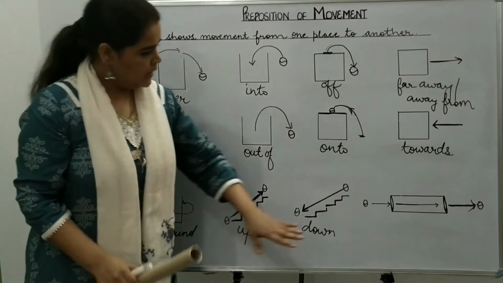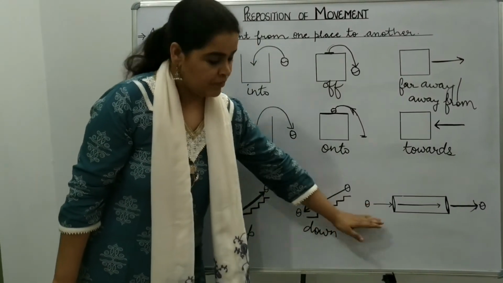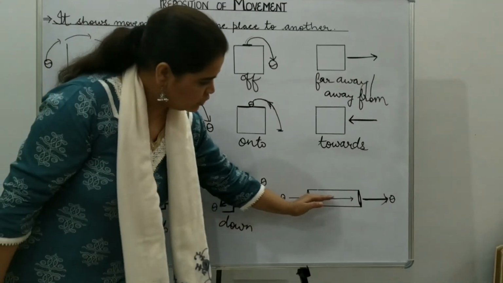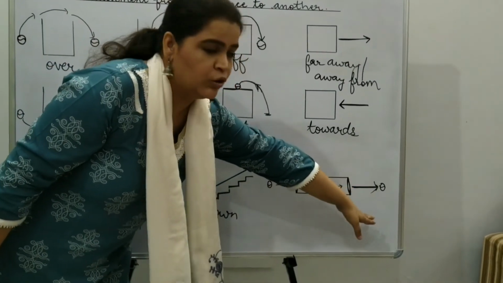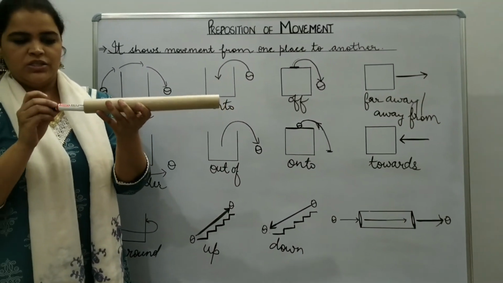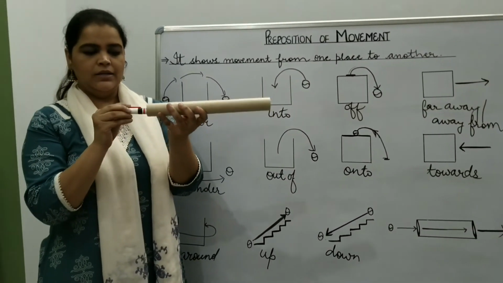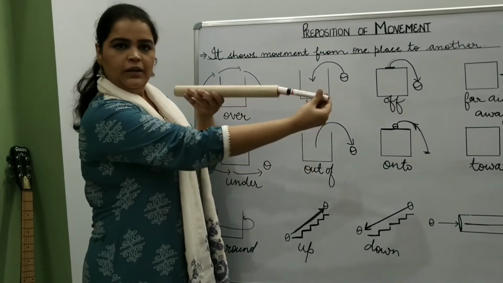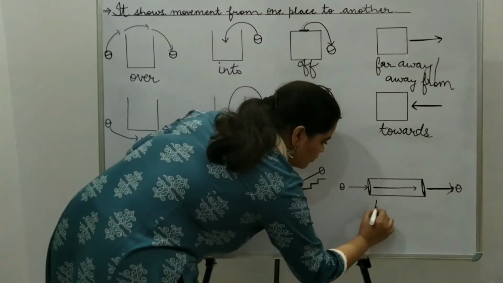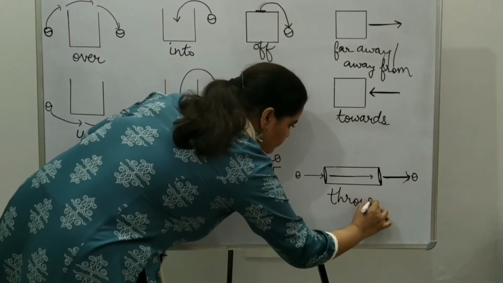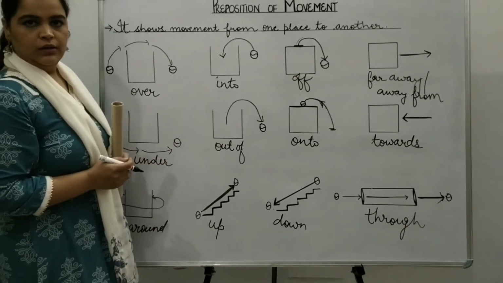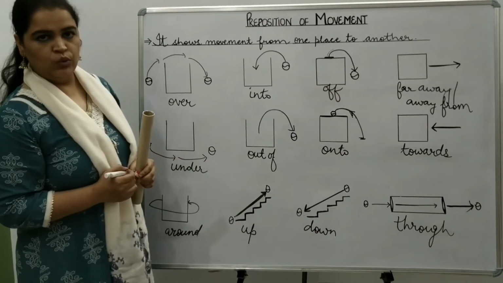And the last one. You can see there is one cylindrical pipe. So one ball is moving from this side and it is passing through the pipe, then it is coming out of the pipe. Now this marker is just going from this side and it is coming out from the other side. So this movement is called through. The train is moving through the tunnel. Okay, so this is the example of through.